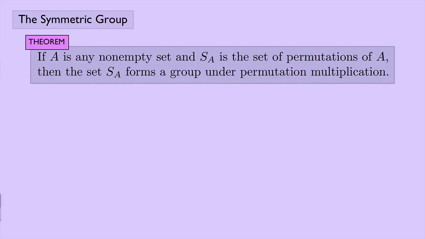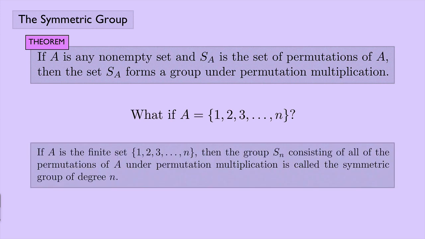Recall that if A is any non-empty set and S sub A is the set of permutations of A, then the set S sub A forms a group under permutation multiplication. So now I want to ask, what if A is the set 1, 2, 3, all the way up to n? So it's a finite set. Well, if A is the finite set 1, 2, 3, all the way up to n, then the group S sub n consisting of all the permutations of A under permutation multiplication is called the symmetric group of degree n.